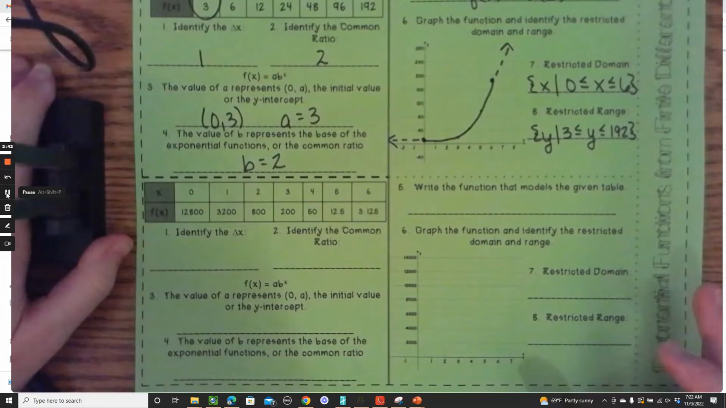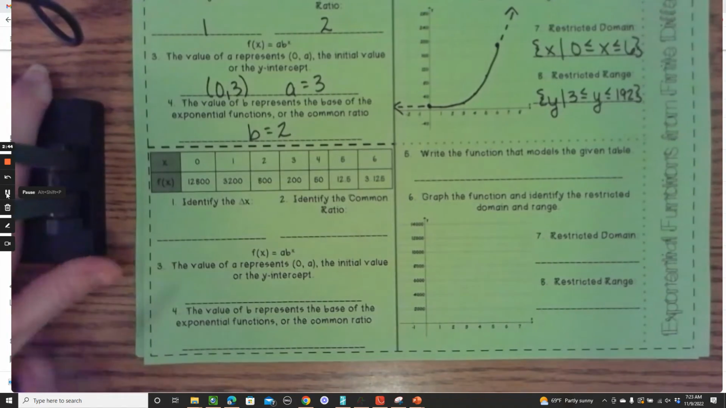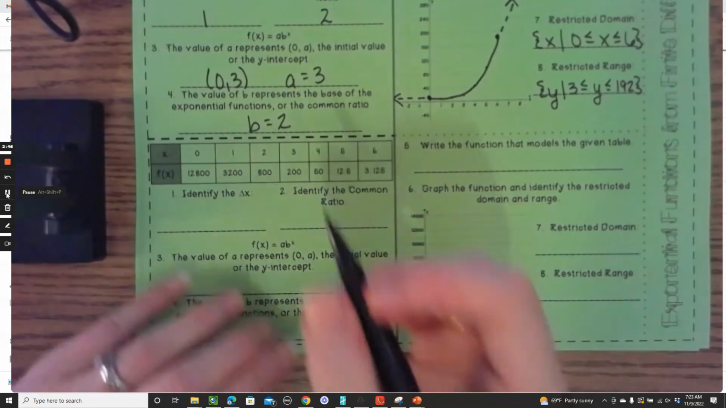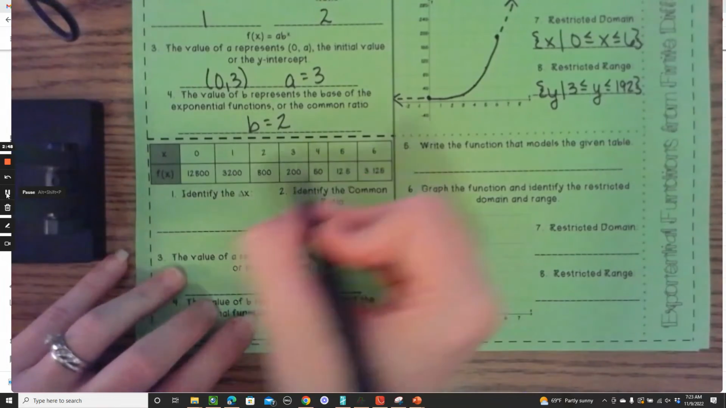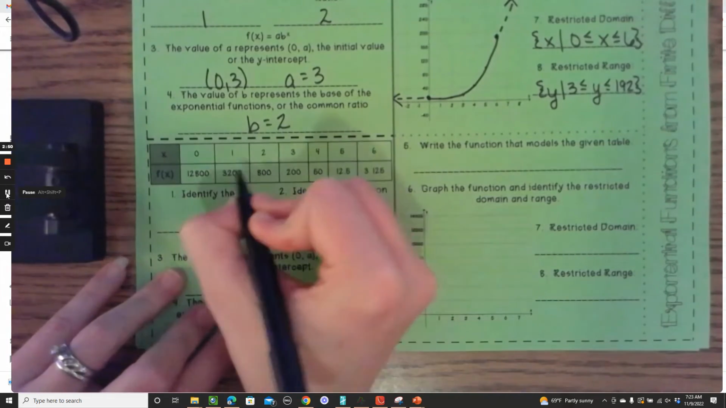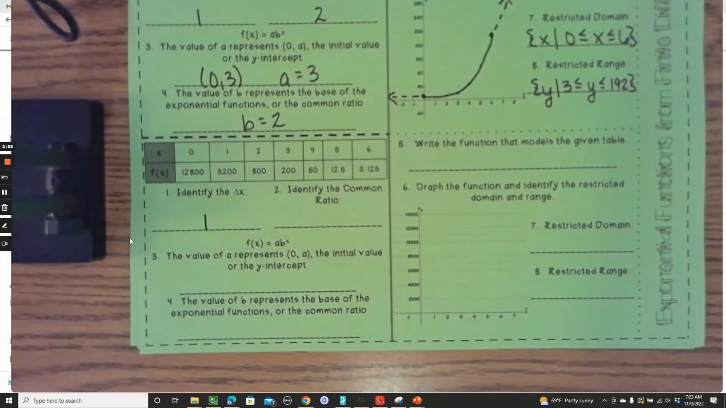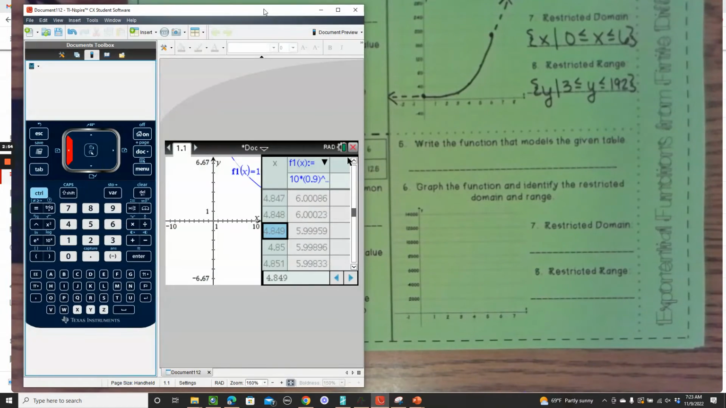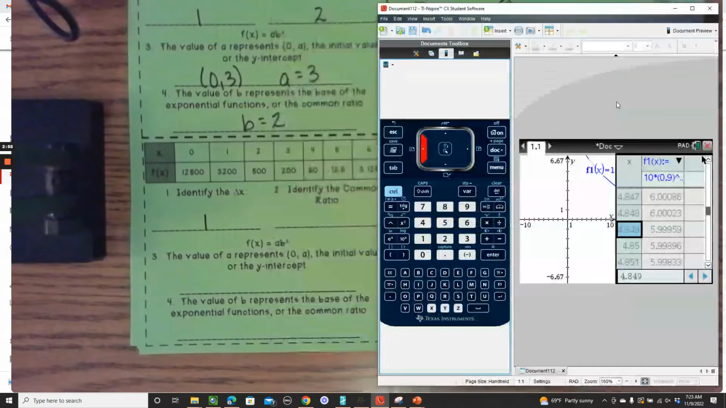All right, so now for a decay one. So we're going to identify the change in x. So the change in x is 1, and then the common ratio. So again, we're going to divide. And you always want to check to make sure that it's constant.